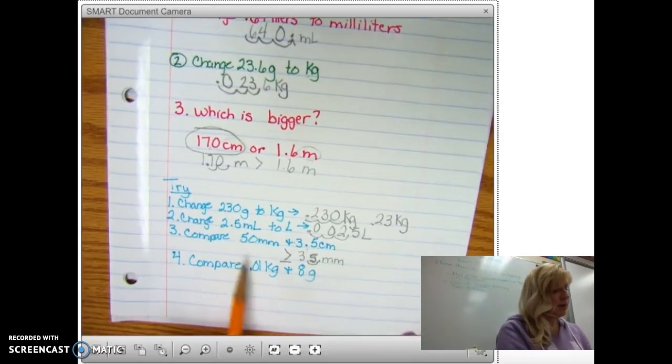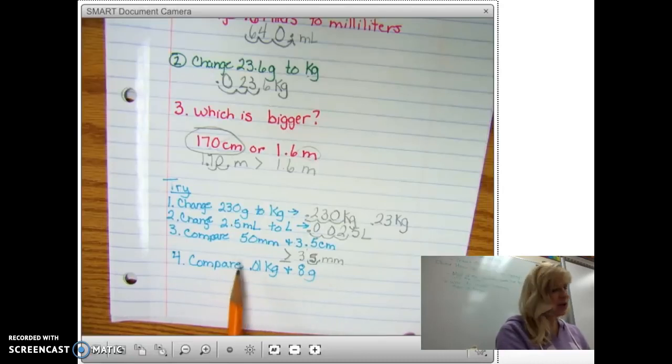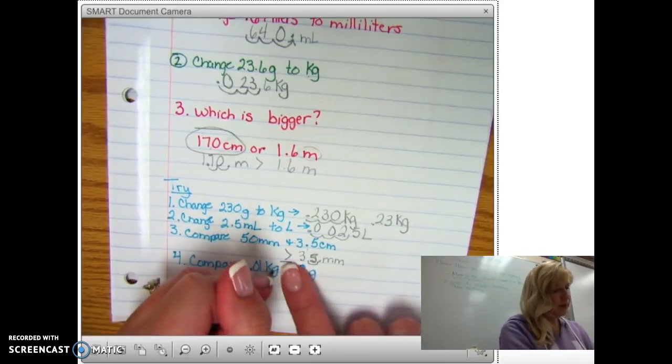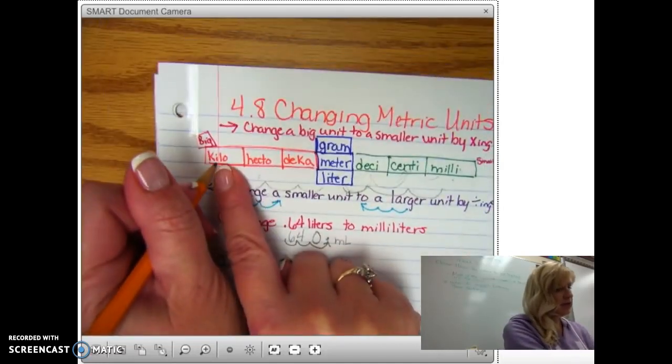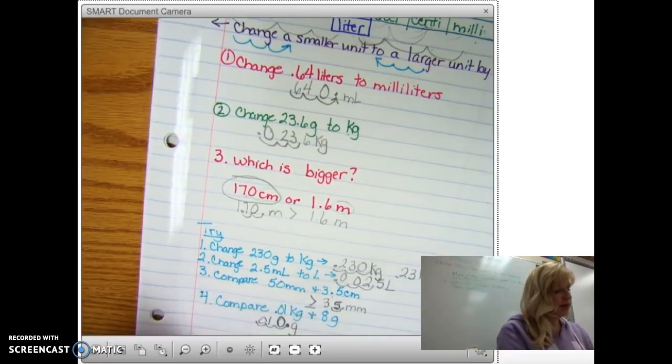So now we are going to compare 1/100th of a kilogram to 8 grams. It doesn't matter which you choose to convert, but I'm just going to go ahead and take my kilograms and I'm going to convert from kilograms to grams. So if I look up here, I'm going to swoosh it 1, 2, 3, 1, 2, 3. So this is the equivalent of 10 grams or 8 grams.